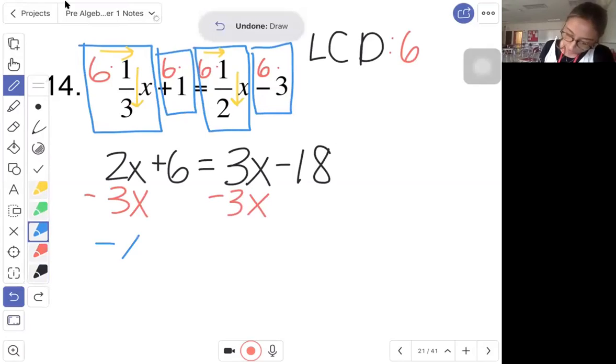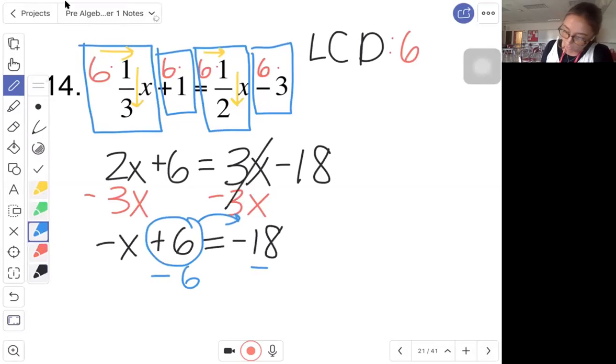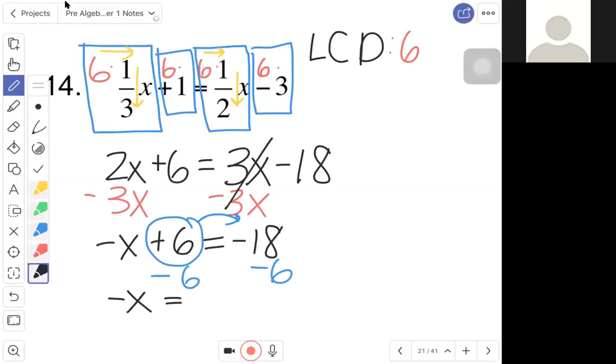And then we'll bring down our plus 6, bring down our equal sign, our 3x's will cancel, and we'll be left with negative 18. Now we're going to bring our constant term of plus 6 here over to the right. So now we're going to subtract 6 on both sides. Still bringing our negative x down. Negative 18 minus 6 will give us what? Negative 24. Good.